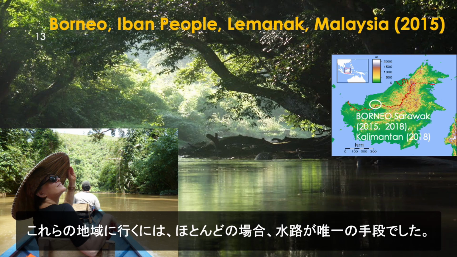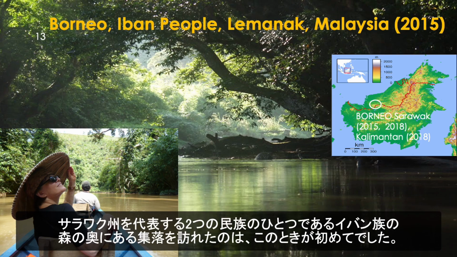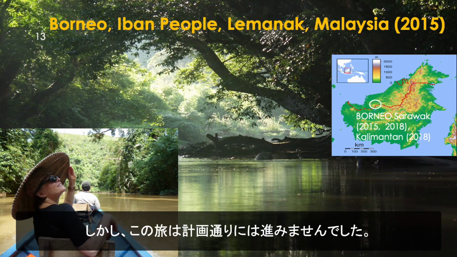And the waterways were in most cases the only means to reach those communities. And the rainforest is absolutely enchanting, as you can see me inhaling the beauty of the surroundings. That was my very first trip and very first encounter of the rainforest. And that trip was to an Iban people settlement deep in the rainforest. Ibans are one of the 2 main tribes occupying Sarawak. But I have to say that this very first trip was not as productive as I hoped for or I planned.